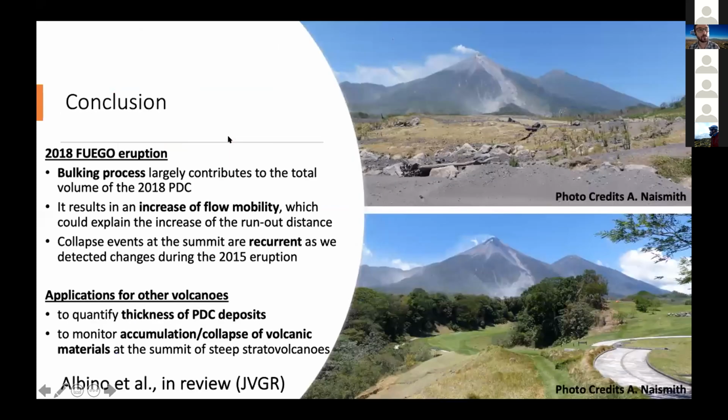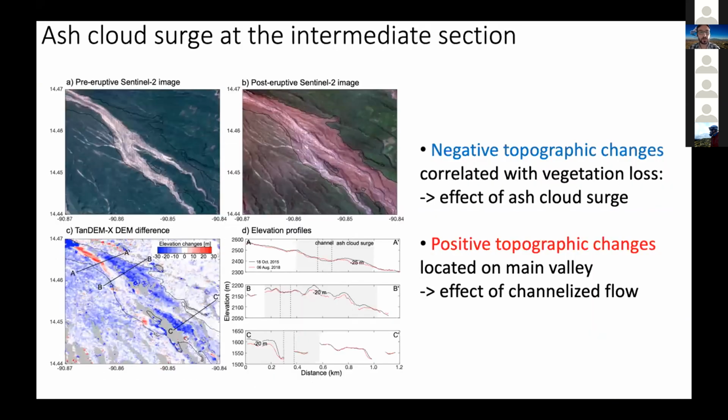So now I will just leave you with my conclusion. We believe that the Fuego eruption in 2018 shows a bulking process with some increase in the flow mobility that can explain this increase in runout distance. And I think this TanDEM-X data is very useful and can be applied to other stratovolcanoes to quantify the thickness of the deposit, but also more importantly to look at this accumulation and collapse of volcanic materials at the summits, as they are the source of the PDCs for most of the eruptions.